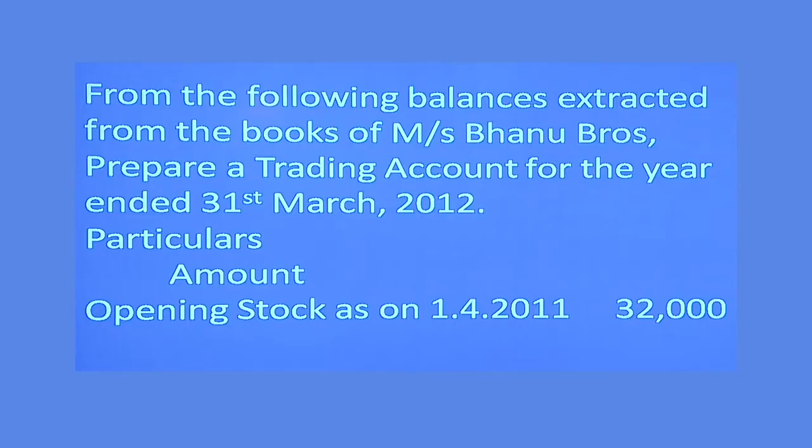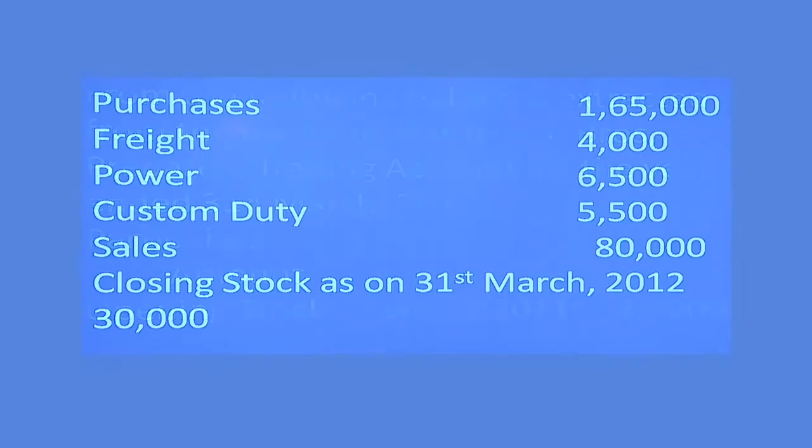Here is another question which I have given. From the following balances extracted from the books of Messrs. Panu Brothers, prepare a trading account for the year ended 31st March 2012. We have been given opening stock, purchases, freight, power, customs duty, sales, closing stock. Opening stock will come on the debit side of the trading account, purchases also on the debit side, freight, power and customs duty on the debit side as direct expenses, sales on the credit side, closing stock on the credit side of the trading account.